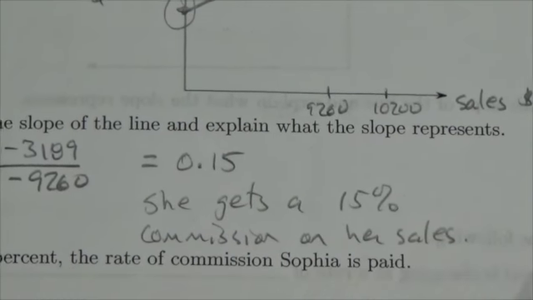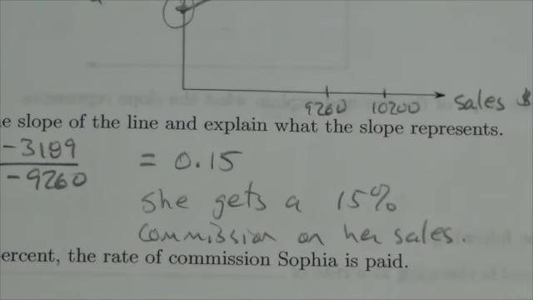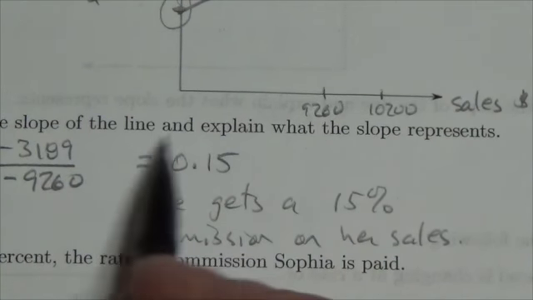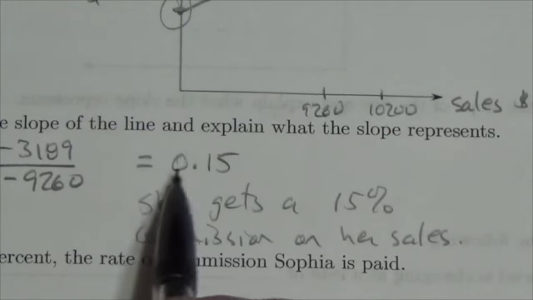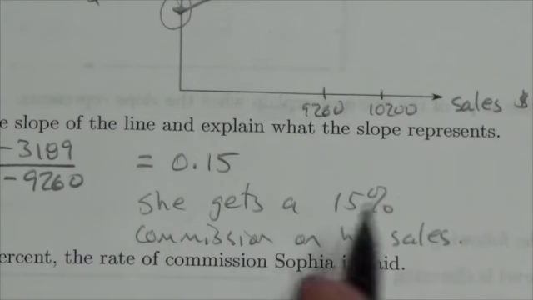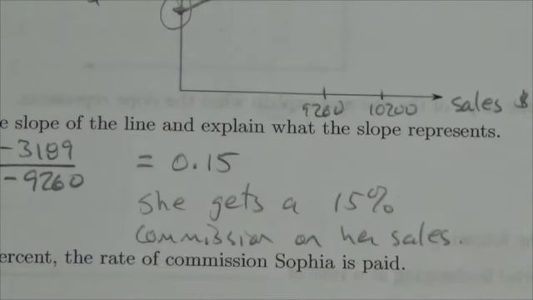That's what that means. And if you think about how the equation works with the mx plus b, this is going to be the multiplier. You're going to multiply this by her sales. And when it's a decimal like that, that is a percent calculation. So that makes perfect sense here.